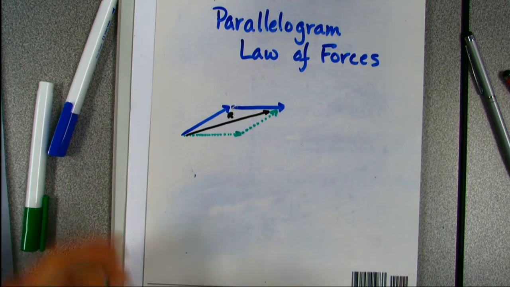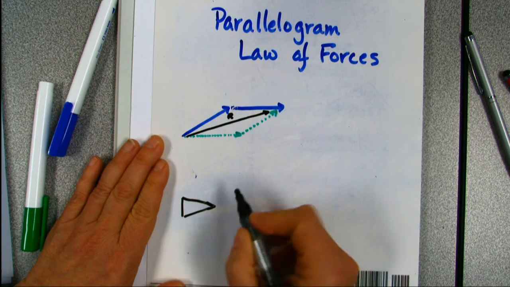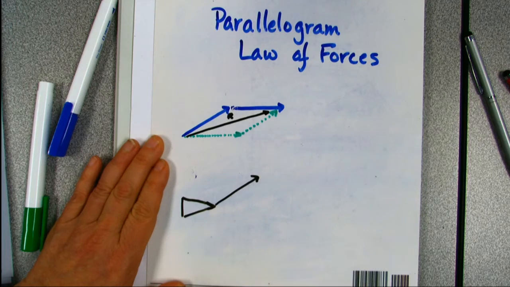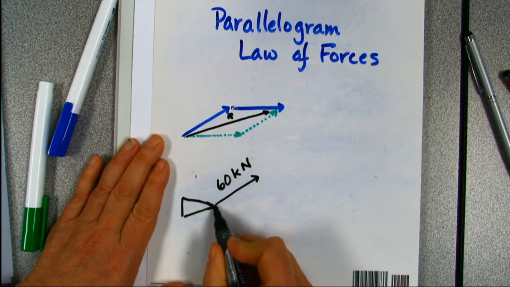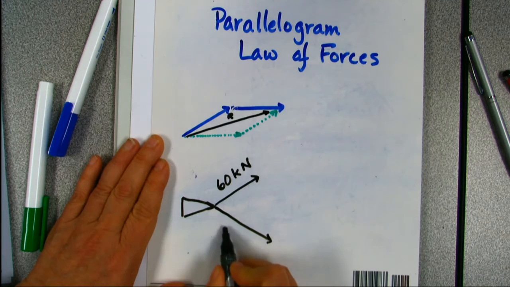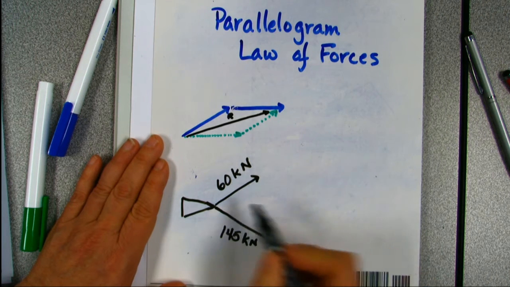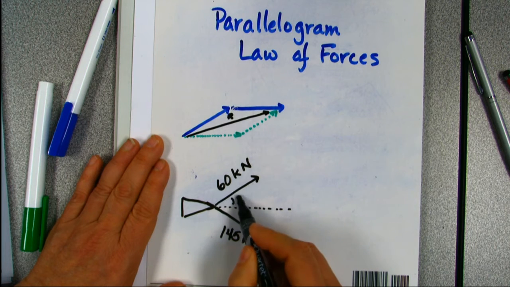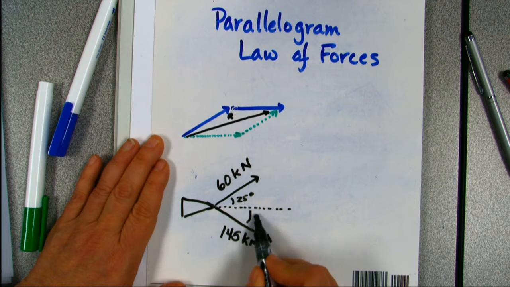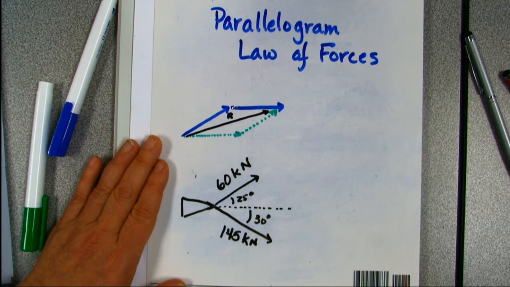So, you know, we've seen this problem before because we started with this problem. I have my little boat here, right? And I've got the mule over here pulling with a force, and we're going to use that force as 60 kilonewtons. And I've got another force over here, and we're going to use that force as 145 kilonewtons. And we're told that this angle is 25 degrees, and we're told that this angle is 30 degrees. We want to know the resultant force.